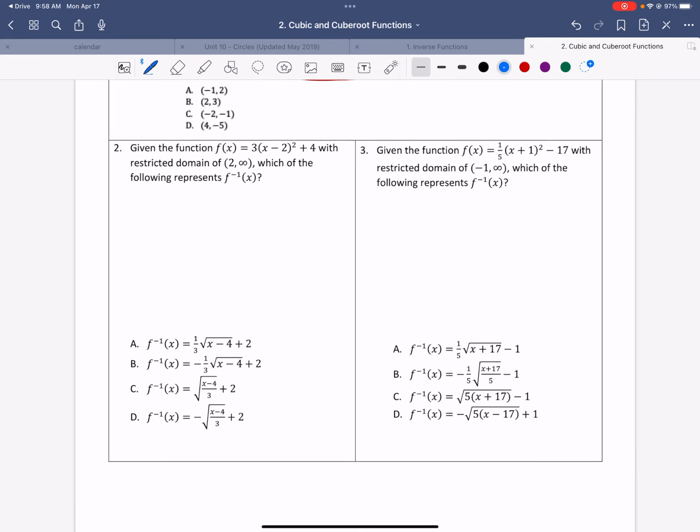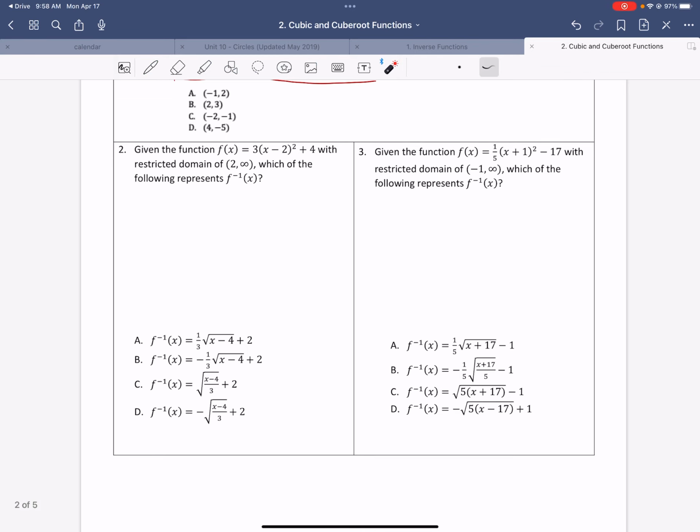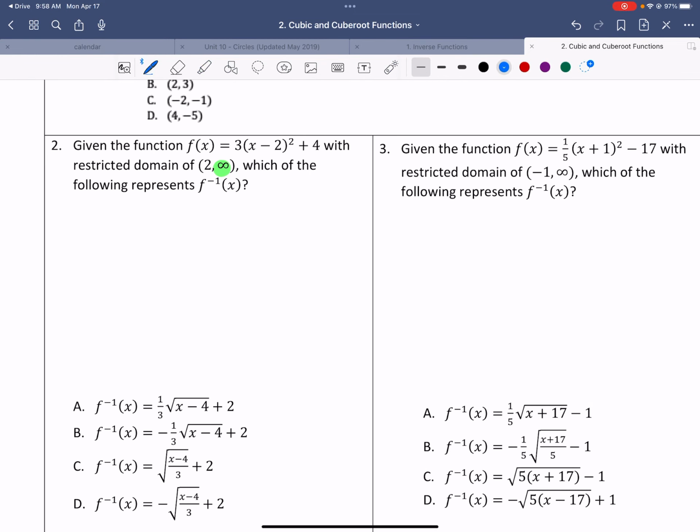Number 2, this one, I don't think I went over this, but I will show you this. It says, given the function here, restricted the domain to infinity, which means, do you see this positive infinity? That means you're going to be positive. I'll show you what it is. That's the last question that I will go over. So let's do this. Which one is going to be the inverse? So same thing, switch x and y. So it's going to be what?